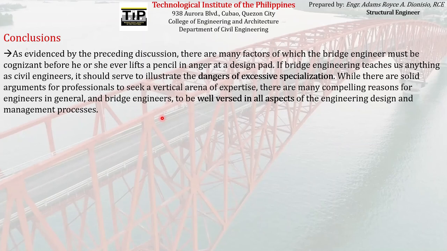Because if we just limit ourselves to the knowledge of our expertise, there is an impending danger of excessive specialization. There is a danger of limiting yourself to some particular aspect of engineering. So we have to avoid excessive specialization. We have to avoid limiting our knowledge to what we are doing only. We must not limit our knowledge to our work itself only, but we must extend our knowledge as well to those works that are not within the scope of our profession. So we must be well-versed in all aspects of the engineering design, as we have seen in this discussion, so that we can properly design and construct a highway or bridge project.